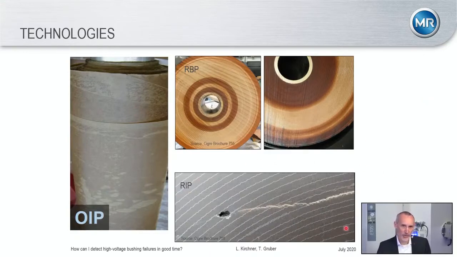Here we see a RIP bushing, and we see a void between two layers. And due to carbonization of this void, you get the connection of these two layers. So you lost one layer, and with a bushing monitoring system, you would detect such a failure. And additionally, you can see a crack here in the bushing, and of course, it's not supposed to be that way.